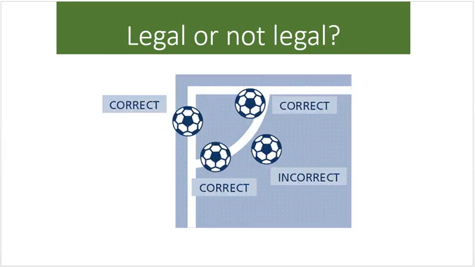And so here's a good picture of how they might place the ball. So you can see that the three balls that are touching, these here, they're touching the white lines, are all correct and legal placements of the ball, whereas the one that's completely outside the arc would be an incorrect placement.